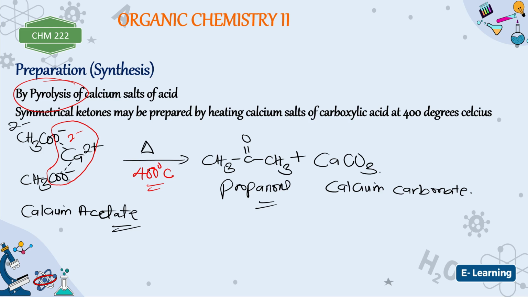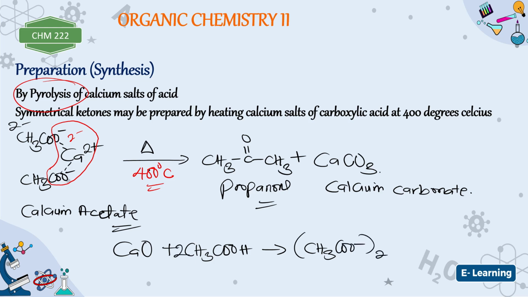produced or is formed by reacting calcium hydroxide or calcium oxide with carboxylic acid. So when you react calcium hydroxide with the corresponding carboxylic acid, which in this case is going to form this one you have here, which is CH3COO negative, but you'll be needing 2 molecules of this, 2 and then Ca. Is that okay? So that is what this is all about, by pyrolysis of calcium salt of the acid. So you should look at it very well.